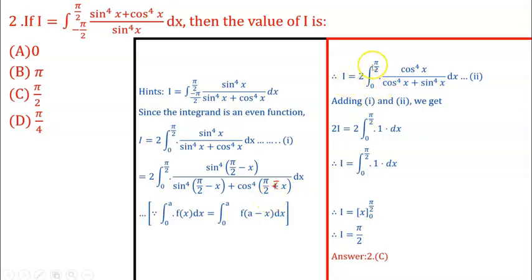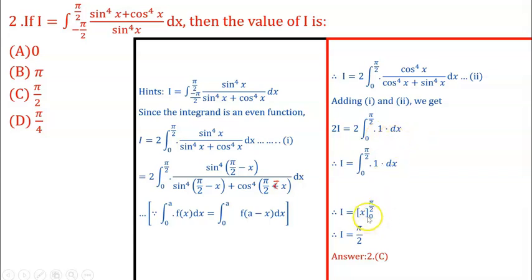I is equal to 2 times integral 0 to pi by 2 cos of x raised to 4 upon cos of x raised to 4 plus sin of x raised to 4 dx. This is the second one. Adding 1 and 2, both of them have the same denominator. Therefore, in the numerator you will have sin of x raised to 4 plus cos of x raised to 4 upon cos of x raised to 4 plus sin of x raised to 4. Numerator and denominator are both the same. Therefore, 2I is equal to I plus I, that is 2I is equal to 2 times integral 0 to pi by 2 1 dx.